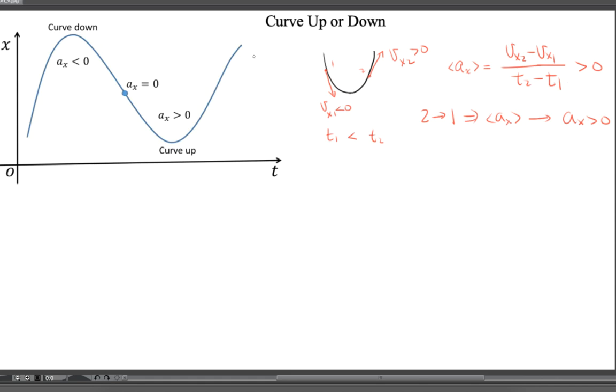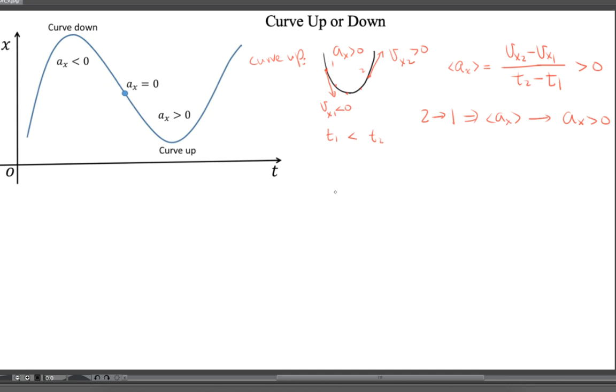So in the curve up situation, the velocity of an object goes from negative to positive. So the acceleration at any point, not just point 1 or point 2, is going to be positive. Let's write down Ax positive for this kind of curve up situation.